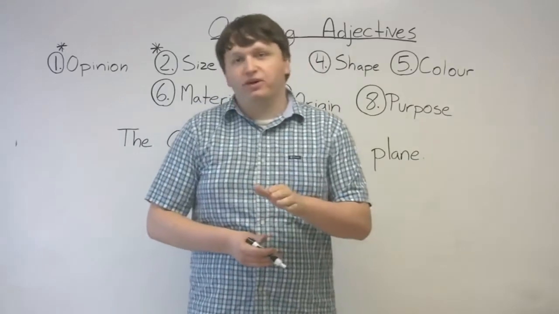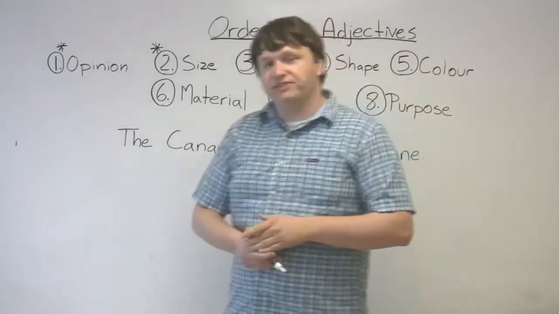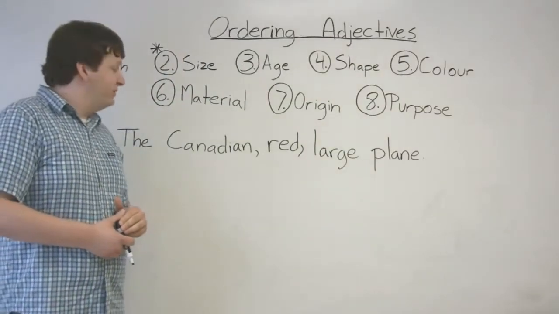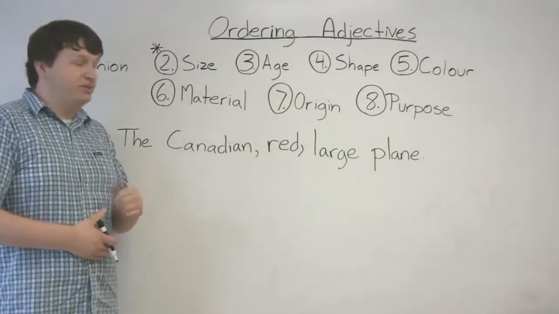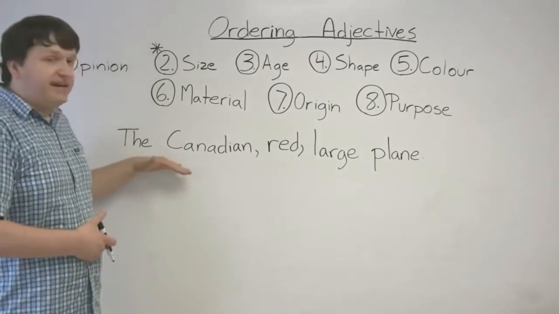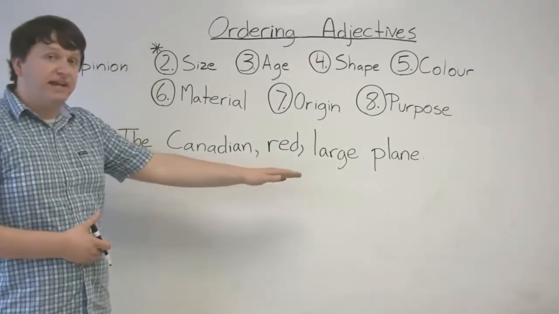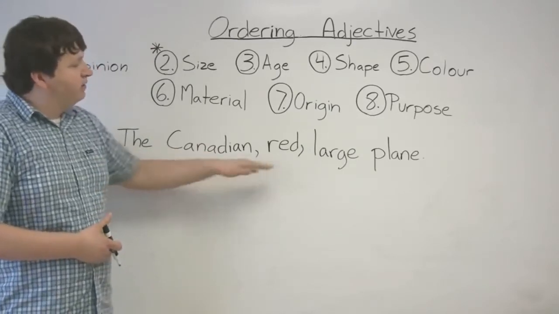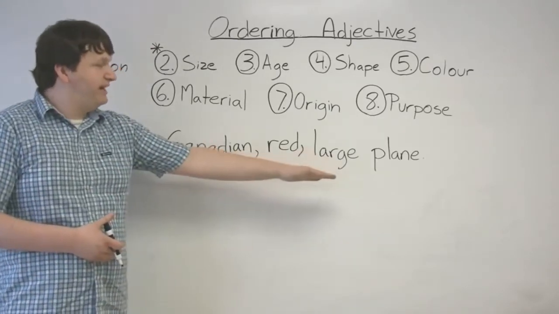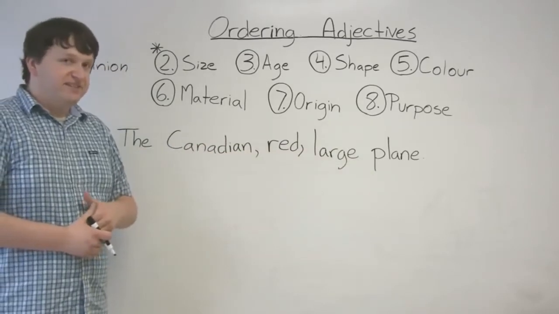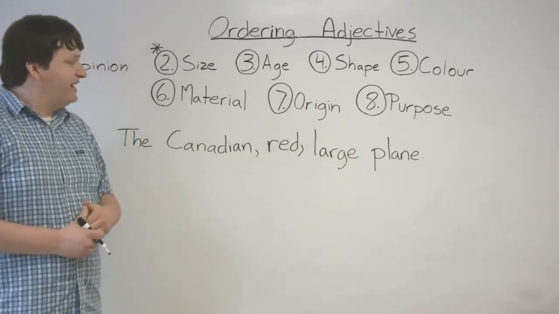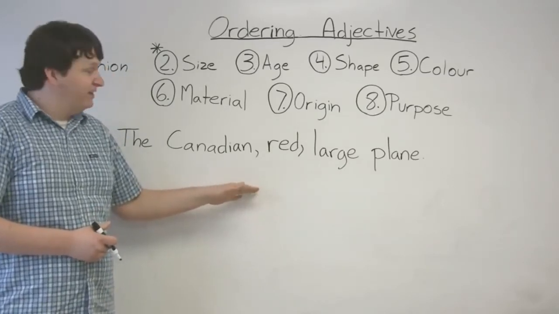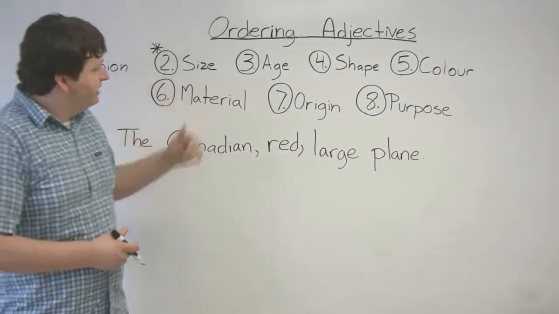Okay, so what I have on the board now is an example of a sentence. And I want you to tell me whether it follows the rules that I just told you. So the sentence I have describes a plane or an airplane. It says the Canadian red large plane. Doesn't sound quite right. The Canadian red large plane. Okay, but how do we make this correct? Well, simply look at our chart.